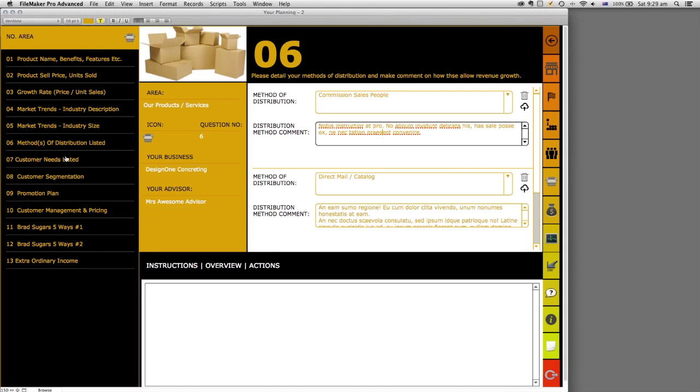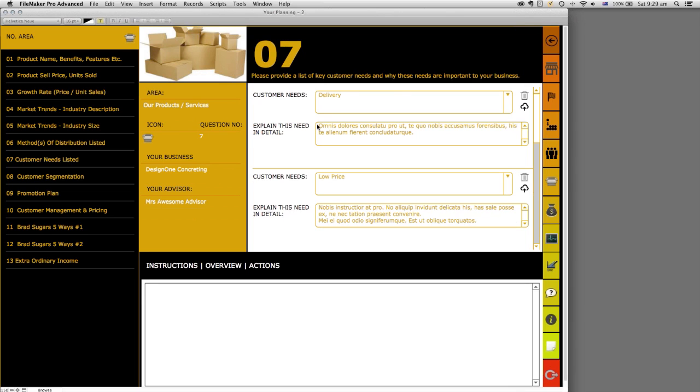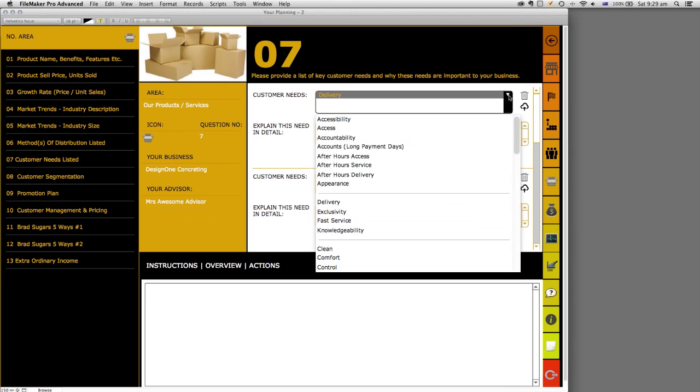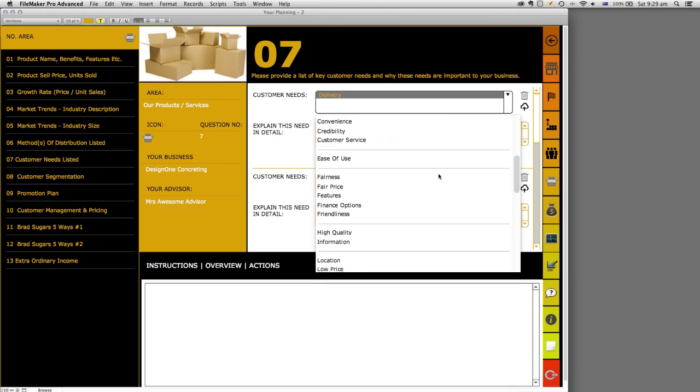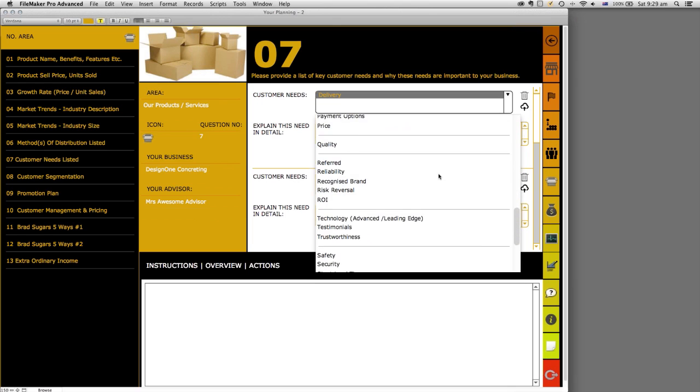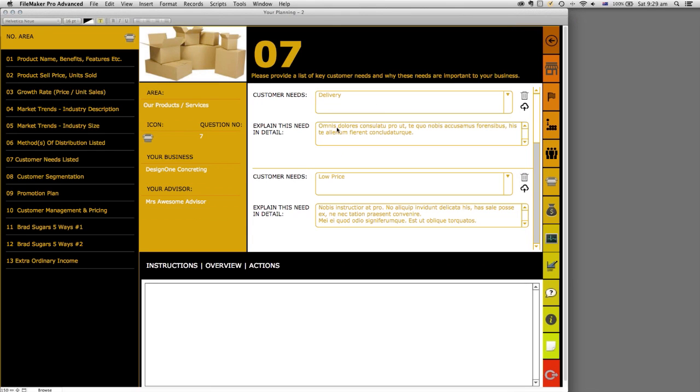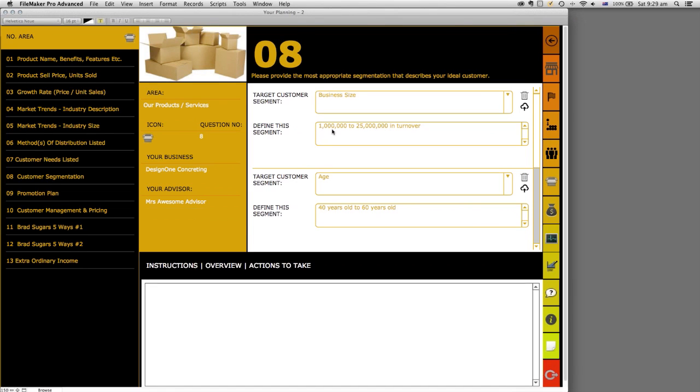So you've got method of distribution, customers' needs. So what are the customers' needs? What are the key areas that customers really need? They might want good clothing. They might want it clean. They might want it fast. They might want loyalty, location. So she just picks from a list and explains why. Customer segmentation. So target customers, how she's going to target those, again a drop down list.